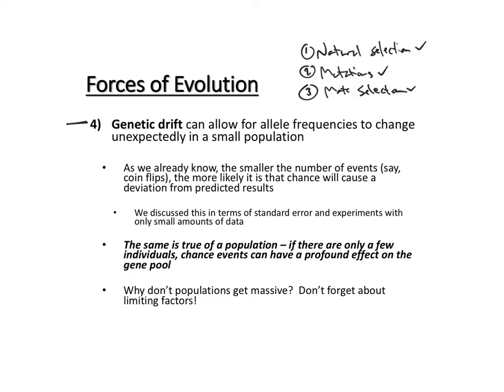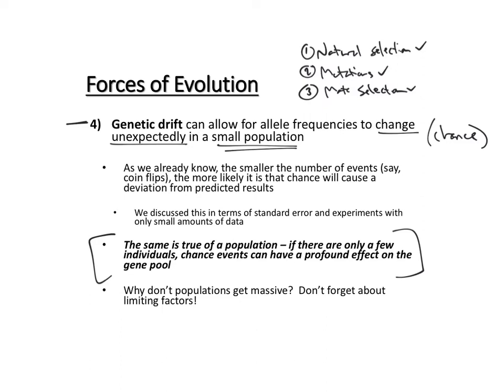Now, this led us to the idea of genetic drift. And again, genetic drift is the idea that you can get these unexpected changes, really due to chance, in allele frequencies, particularly if a population is small. As we've talked about this year, and you've learned for as long as you've been scientists, the less data we have, the more likely it is to be affected by chance. Or the smaller sample size we have, the more likely it is to be affected by chance. The same is true for a population, right?